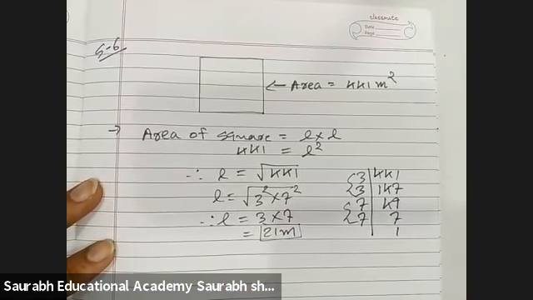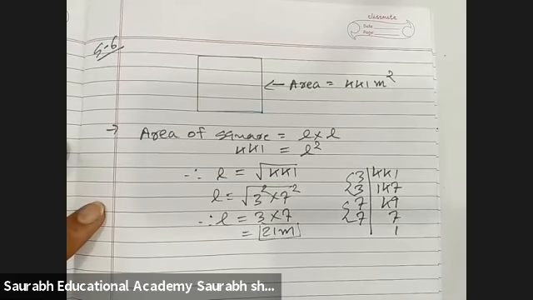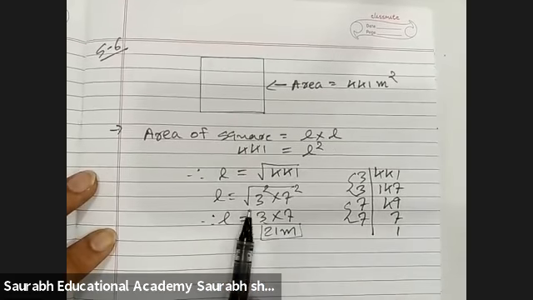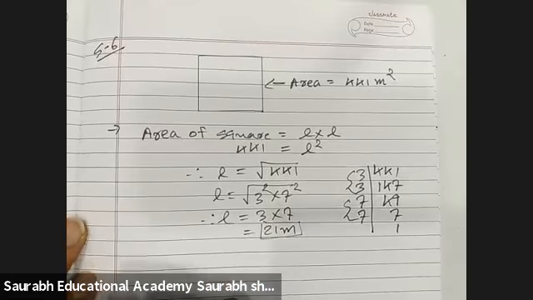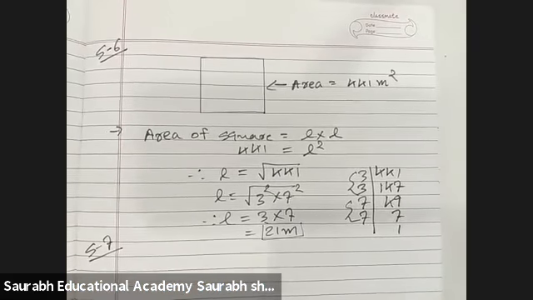Clear, everyone? Very easy. We can find the side. Okay, thank you. If anyone is not getting it, please let me know. I will explain it again. This is the area of a square, L into L. We just have to take the root of 441 by a simple method. Now next comes the law of Pythagoras.